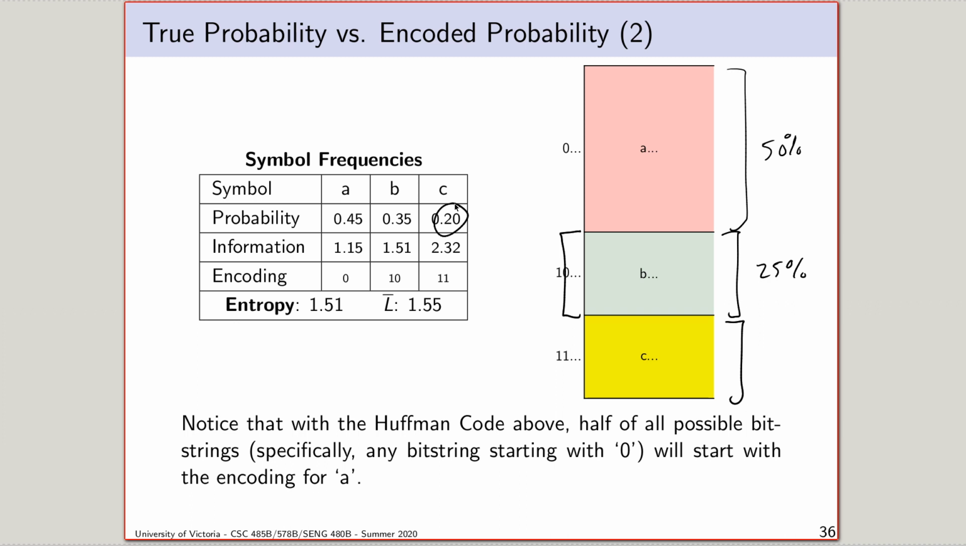And you can actually see that in the information content as well. C gets 2 bits, but actually has 2.3 bits of information. A gets 1 bit, but has 1.15. B gets 1.5 bits of information, but actually gets encoded into 2. So B is underrepresented.